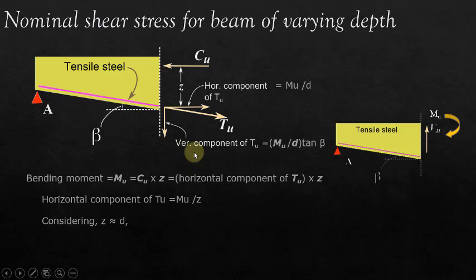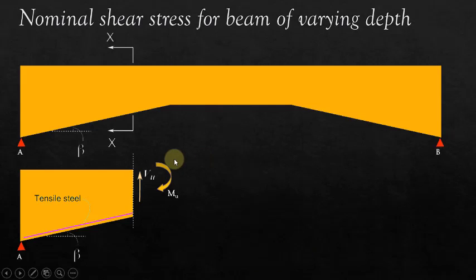So in the case of beams with varying depth, the net shear force Vu net is computed at the section, which is given as Vu net equal to the ultimate shear force minus Mu by D tan beta. In the case of beams with varying depth, this Vu net has to be used instead of the ultimate shear force Vu to calculate the design shear stress tau V. Now we will see a beam in which the depth varies in the opposite direction, that is, depth decreases with an increase in bending moment.